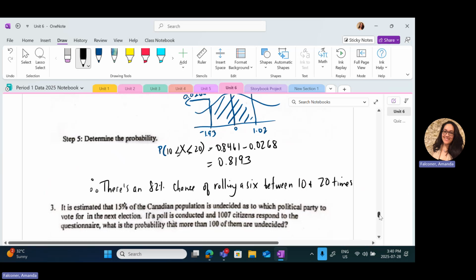So what I'm going to do with this last example here, you guys can do that one on your own and then check it within the completed notes.